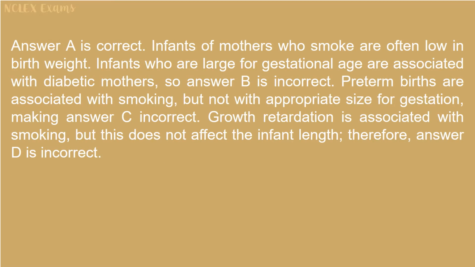Answer A is correct. Infants of mothers who smoke are often low in birth weight. Infants who are large for gestational age are associated with diabetic mothers, so answer B is incorrect. Preterm births are associated with smoking, but not with appropriate size for gestation, making answer C incorrect. Growth retardation is associated with smoking, but this does not affect the infant length, therefore, answer D is incorrect.